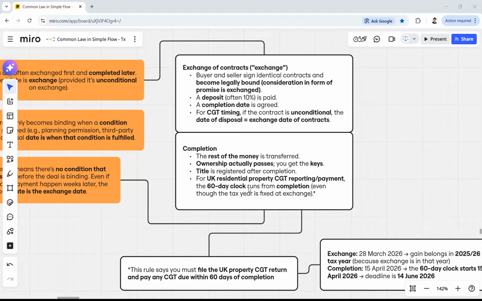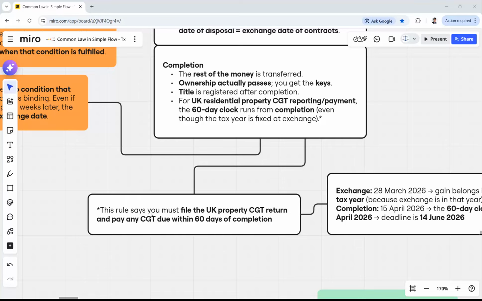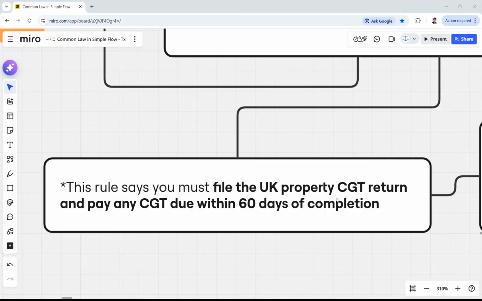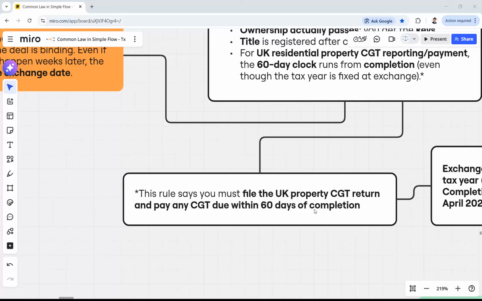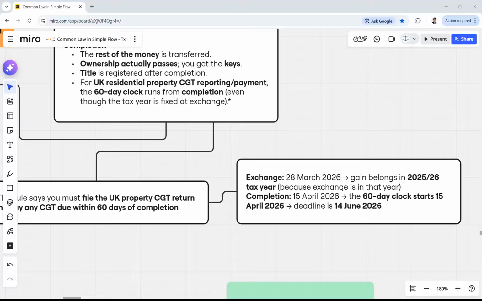So that you understand better what this means, this 60-day clock is the reporting and payment for the capital gains tax. This rule says you must file the UK property CGT return and pay any capital gains tax due within 60 days of completion, not from the exchange date, because exchange date fixes only the tax year, but your clock starts to run after the completion, and you have 60 days to actually pay the tax and file the return.